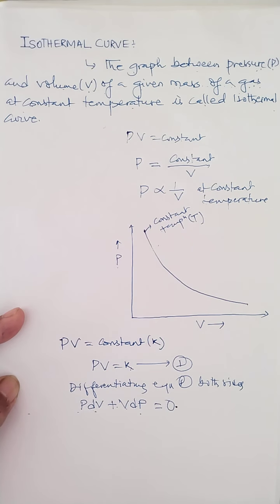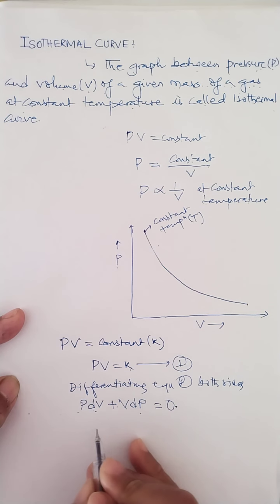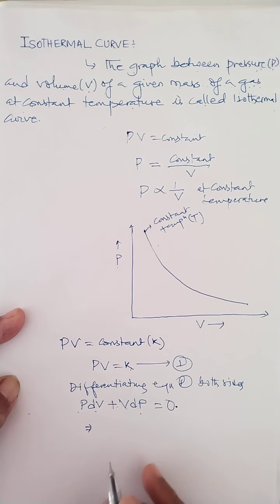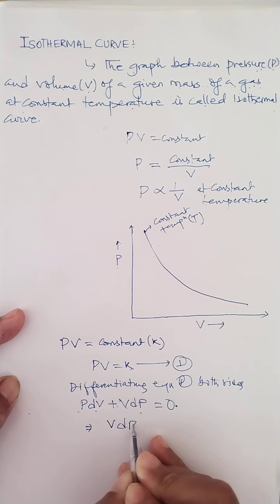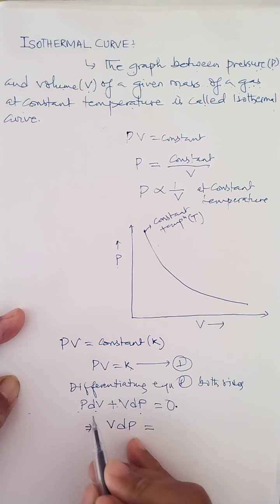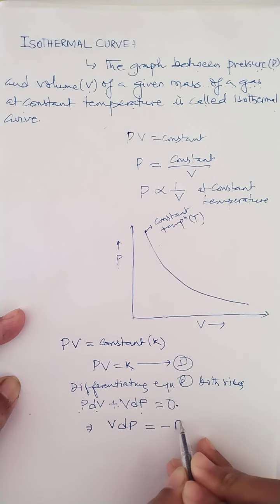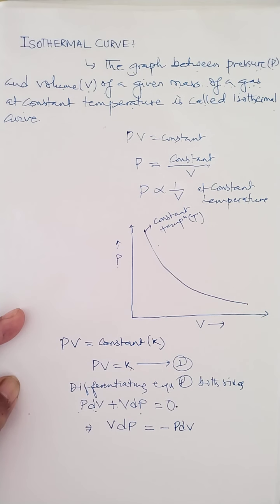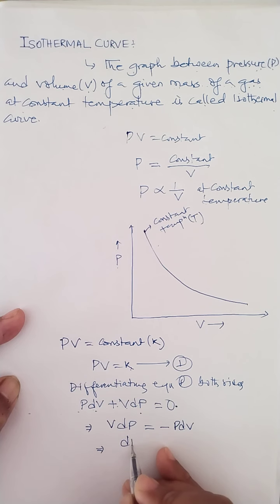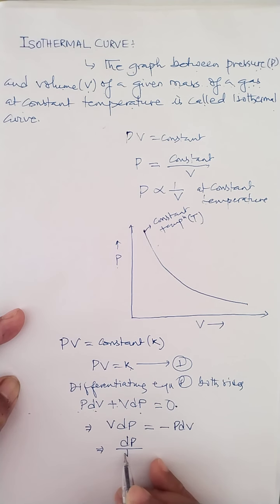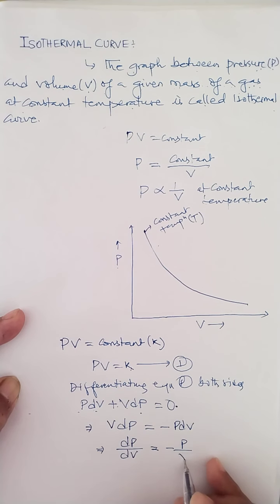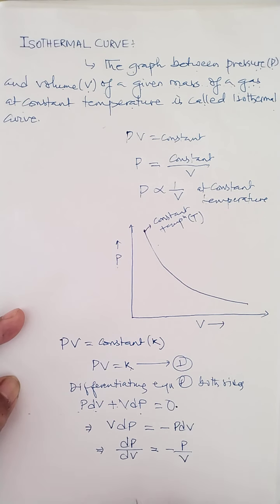Now what I do, I'll make this the subject. So I write B dP equals to, now P dB I'll take to the right hand side, it will be minus P dB. Now this dB I'll bring to the left hand side. So dP by dB equals to minus P by B. So children, look at the expression: dP by dB equals to minus P by B. This B will go in the denominator.